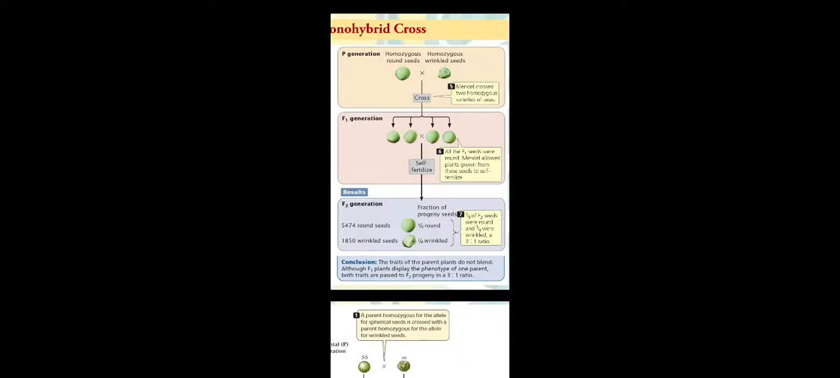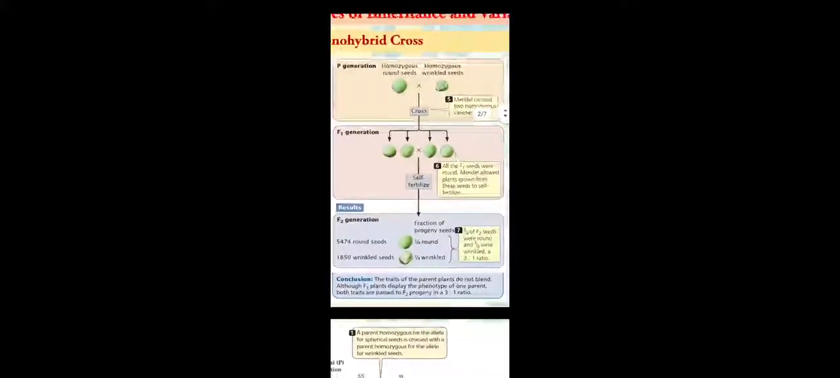For example, in this representation we are seeing that one seed is rounded and another is wrinkled. This represents complete plants, not only seeds: plants having rounded seeds and plants having wrinkled seeds. And here we can see the term homozygous.